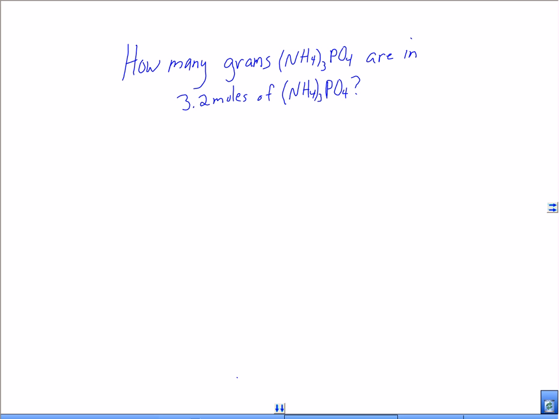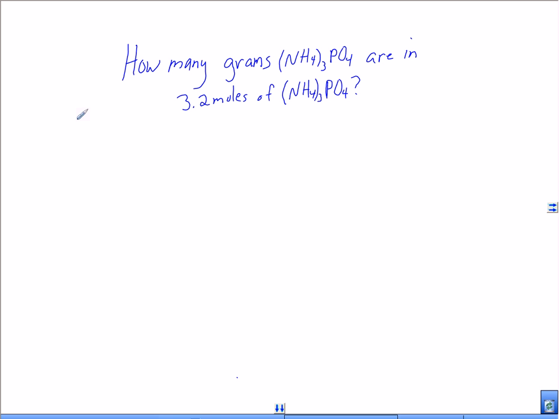see that words like atoms, molecules, particles, they're not listed in this example. So we're not going to need Avogadro's number. You don't need to use Avogadro's number for all these problems. We only need molar mass. So it's probably a good idea to go ahead and find the molar mass.